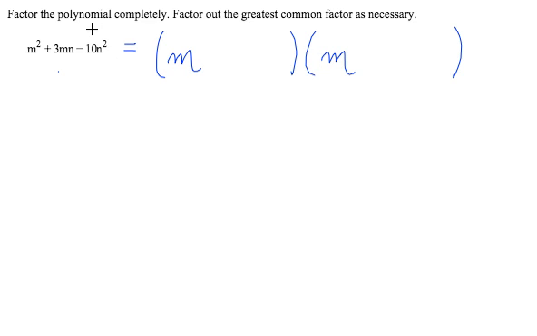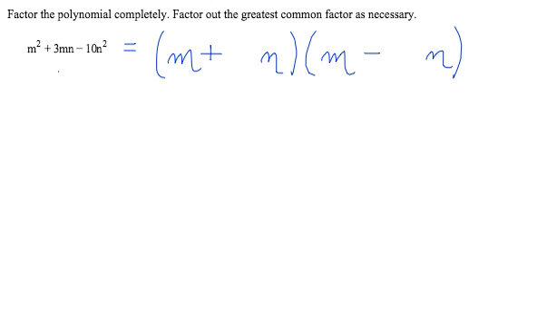Now the last term is negative 10n squared. So there's going to be some coefficients, but part of it will be an n. Now the two outside and inside terms need to add to positive 3mn and multiply to a negative number. So one's going to have to be positive and one's going to have to be negative. Now from here I've got to figure out what coefficient to put in front of the n's so that the last two terms multiply to negative 10n and the outer and inner terms add to 3.